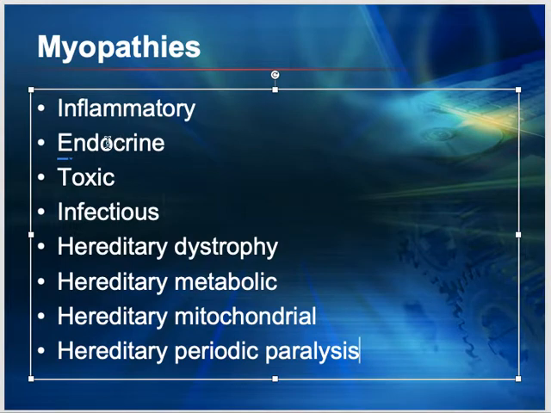There are many endocrine conditions like hypothyroidism, hyperthyroidism, and Cushing syndrome. All of these affect the muscles, especially the proximal muscles of the body. When I say proximal, it means the muscles around your shoulder and the muscles around your hip.